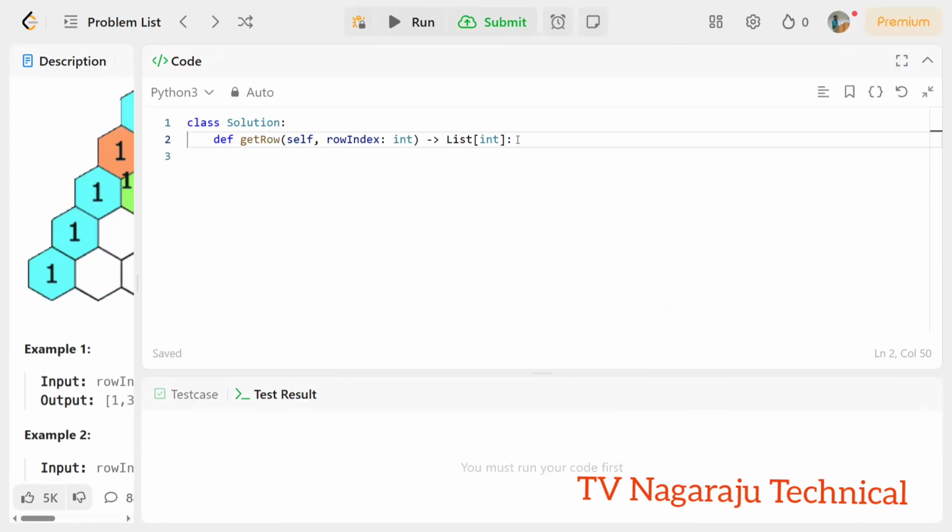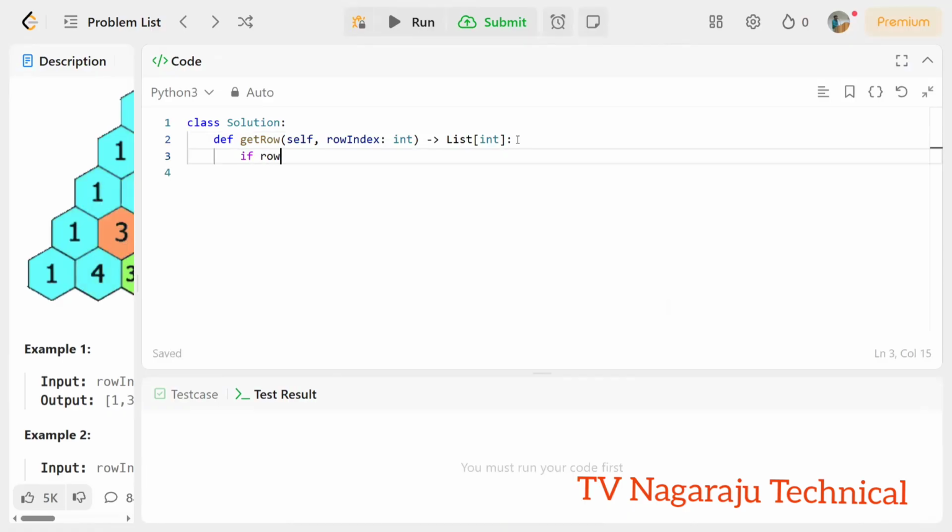Now observe. Suppose my row index is equal to 3, you need not construct the fourth row. Previously, you were constructing the entire triangle. Now the loop is repeated up to the row index only. Anyway, I will show you practically.